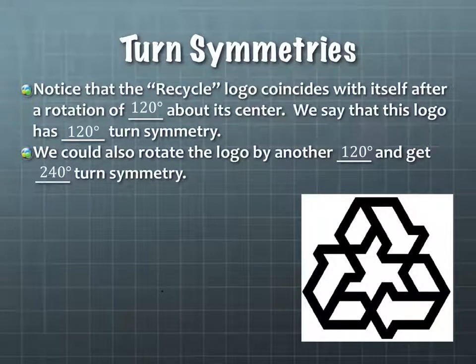But I could rotate it 120 degrees twice, which would be 120 plus 120, or 240. So this also has 240 degree rotational symmetry. And the turn center on this one is this object that's sort of not even a part of the diagram, but it's in the middle, right? That would be my turn center.